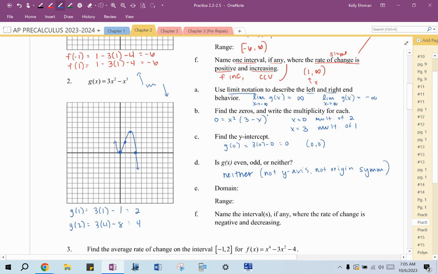Domain and range. This is a polynomial, so domain is all reals. Range is also all reals. These arrows extend both up and down. There's no bottom point. There's no max or min.